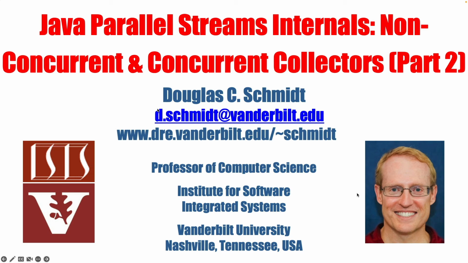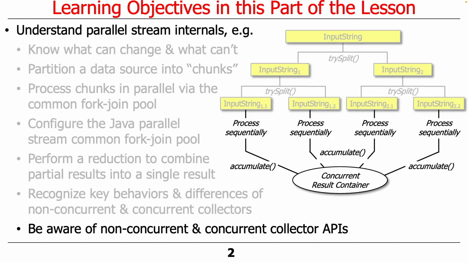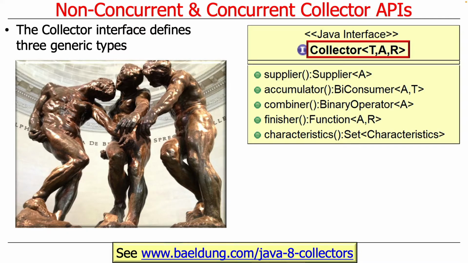So now that we've talked about the overall differences between concurrent and non-concurrent collectors, let's take a look at the collector API, and we'll talk about how it's implemented to enable different types of concurrent versus non-concurrent collectors. It turns out the API for concurrent and non-concurrent collectors is identical. And in fact, it's a generic interface that has 3 generic types defined as part of the interface.